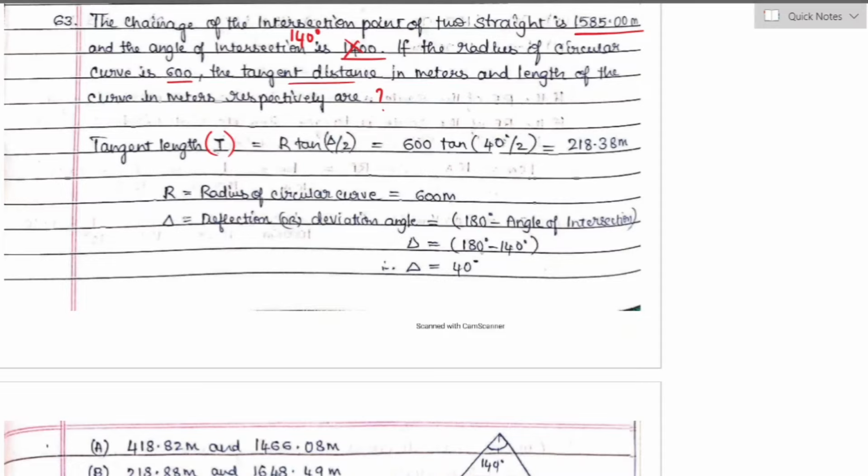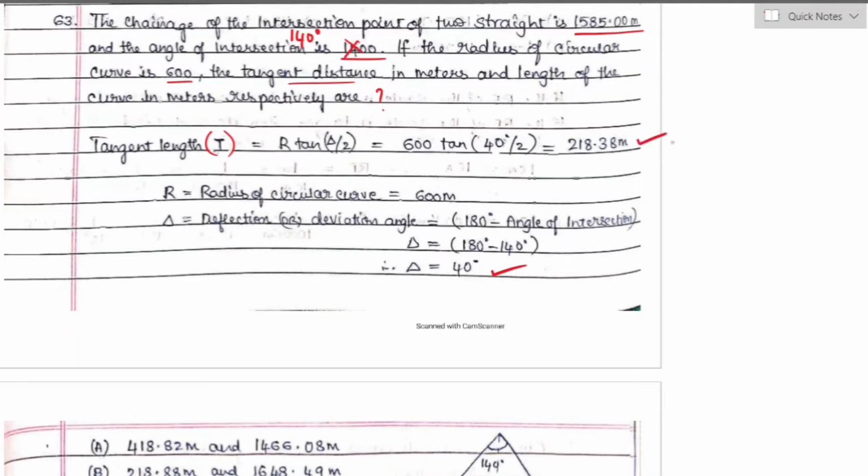So 180 minus 140 degree. So the deflection angle will be 40 degree. Substituting the value of deflection angle, tangent length will be 600 into tan 40 divided by 2. So tangent length will be 218.38 meter.